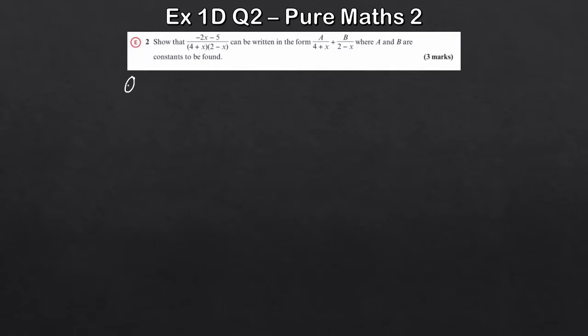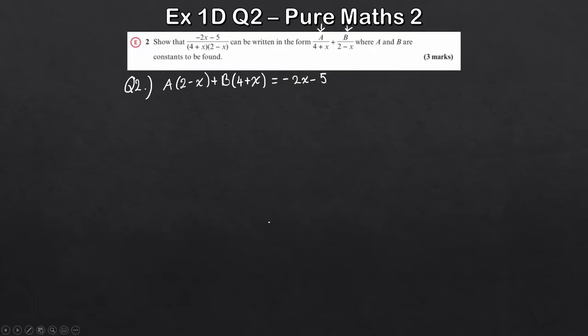Well, what I'm aiming to do here is get it over a common denominator. Hopefully it's not anything too tricky to spot. I times this fraction by 2 minus x, and I times this one by 4 plus x. So you just times it by the opposite denominator essentially. What I'm going to get now is a lots of (2 minus x) plus b lots of (4 plus x), and this is equal to the numerator, so equal to minus 2x minus 5.